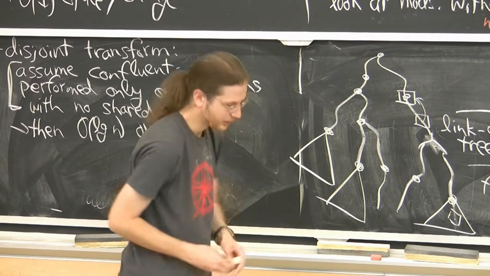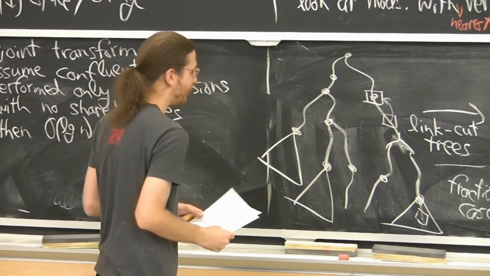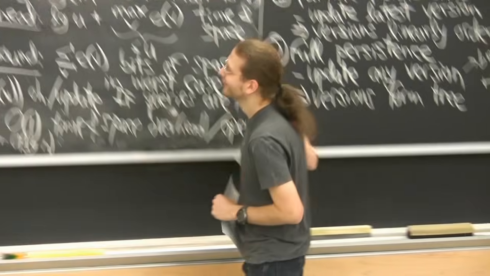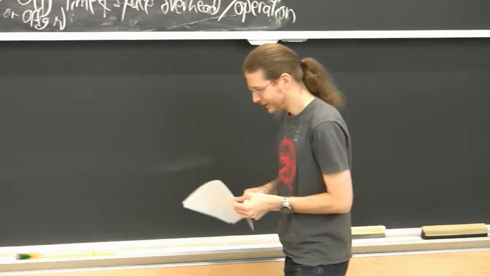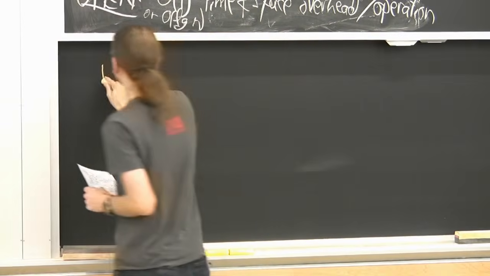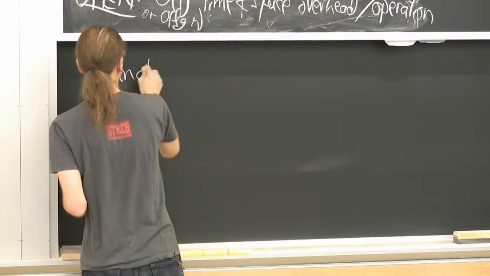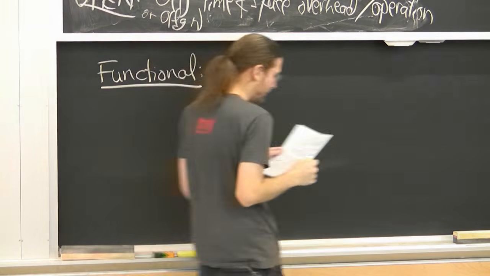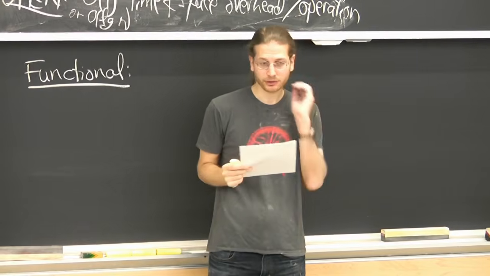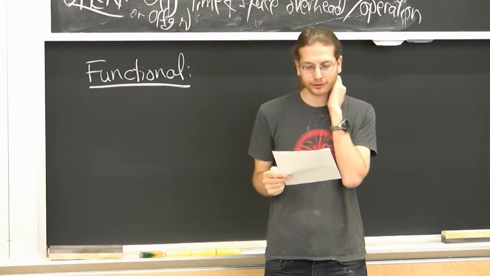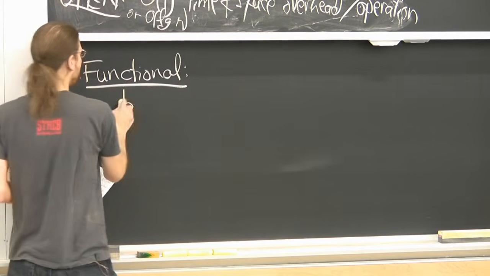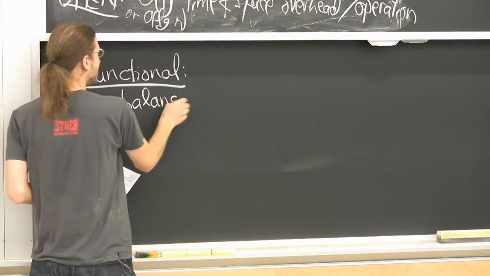In the remaining 0 minutes, let me tell you a little bit about functional data structures. So, beauty of time travel. Functional. I just want to give you some examples of things that can be done functionally. There's a whole book about functional data structures by Okazaki. That's pretty cool. A simple example is balanced BSTs.